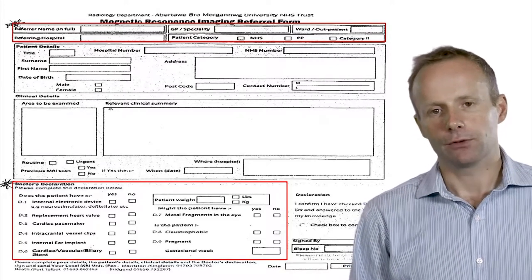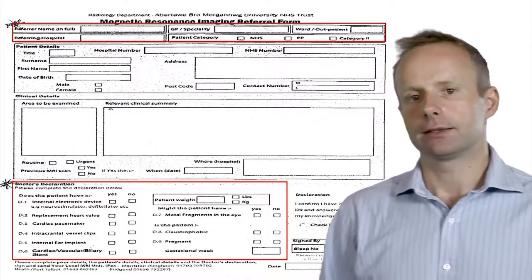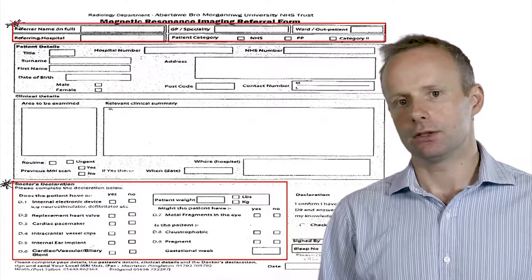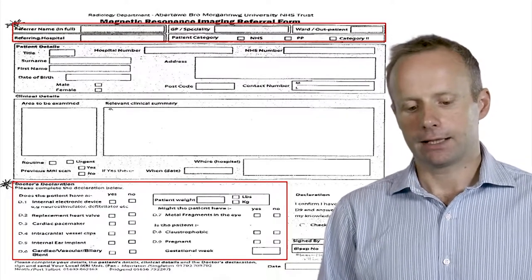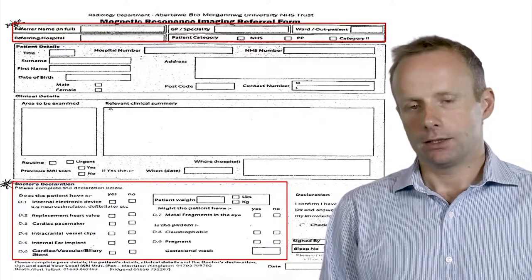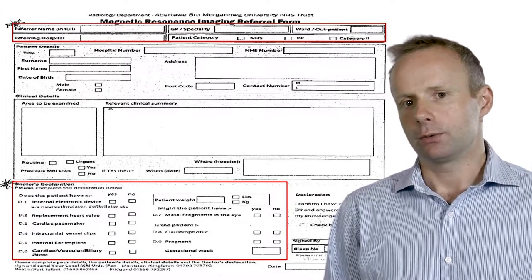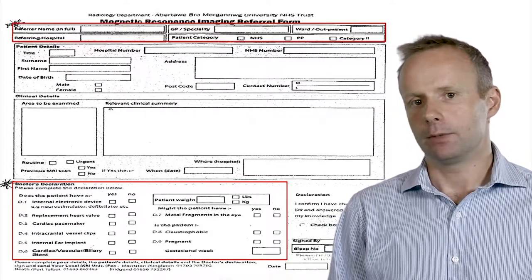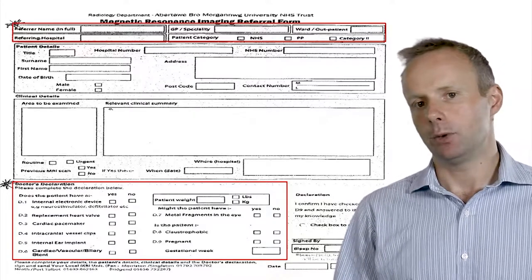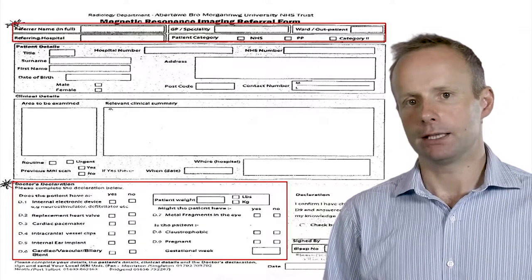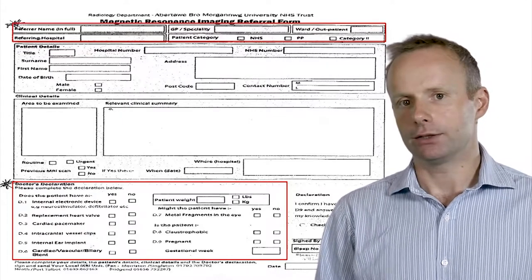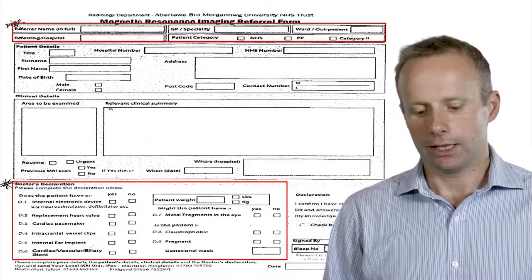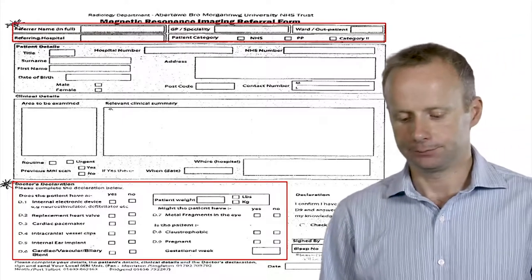But also at the bottom of the form, there's a very important bit about your declaration to say the patient's safe to go into the magnetic scanner. So you need to go through these safety questions with the patient and make sure you've ticked them. If this is not completed, then we won't be able to perform the test and we'll be sending the form back to you for completion. This includes inpatients and outpatients. Okay, so make sure you've filled that important bit in.